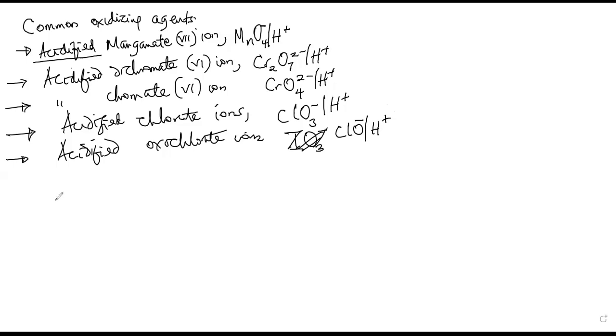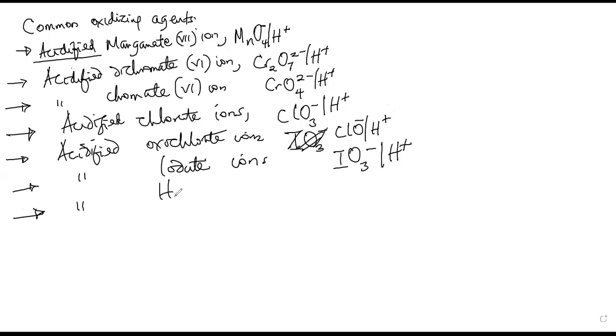Then we've got what we call the acidified iodate ions, and this is IO3 minus, H plus. Then we've got what we call acidified hydrogen peroxide. When we say acidified hydrogen peroxide, of course, you first write hydrogen peroxide, then an acid.